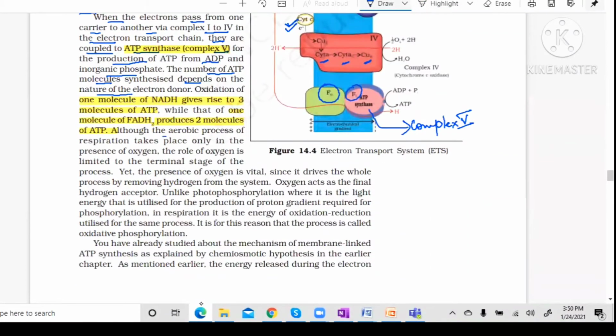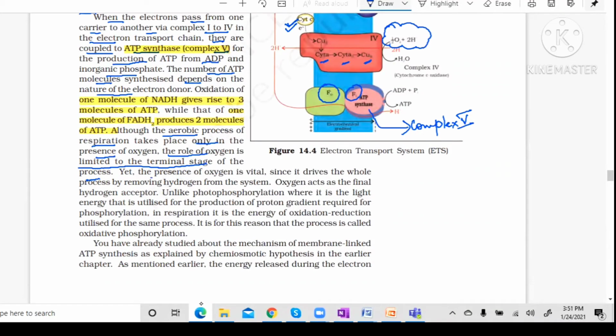Now see, although the aerobic process of respiration takes place only in the presence of oxygen, the role of oxygen is only in the terminal stage of the process. You can see in the diagram, check the diagram carefully. Oxygen is used only in the last step of ETS. Clear, beta?